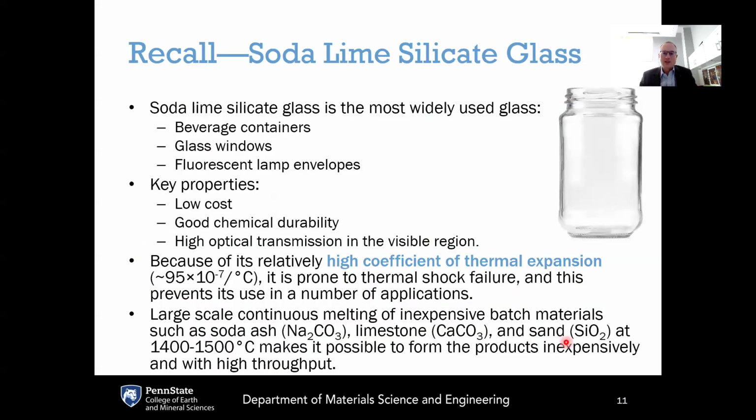Now, the next family of silica glass that we want to cover is soda-lime silicate glass. Soda-lime silicate overcomes some of the problems of silica related to the expense of manufacture by lowering the temperature dramatically while also preserving some of the good properties of silica. As a result, soda-lime silicate glass is the most widely used glass. It's used for just about all beverage containers, windows and architecture and transportation. It's used for fluorescent lamp envelopes.